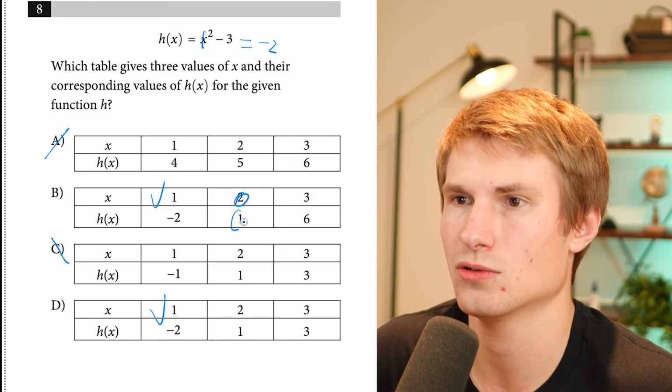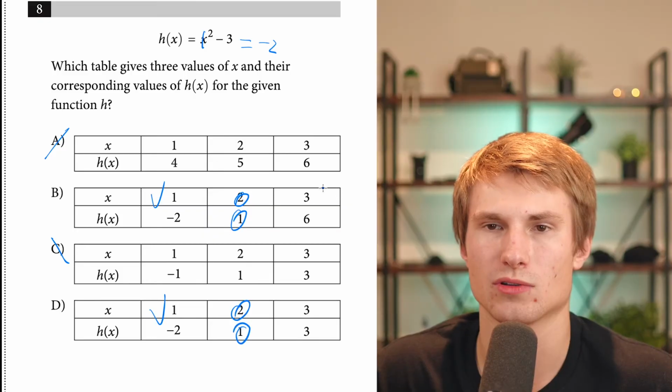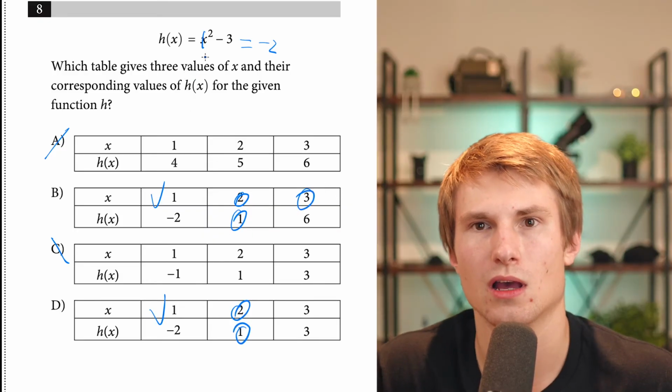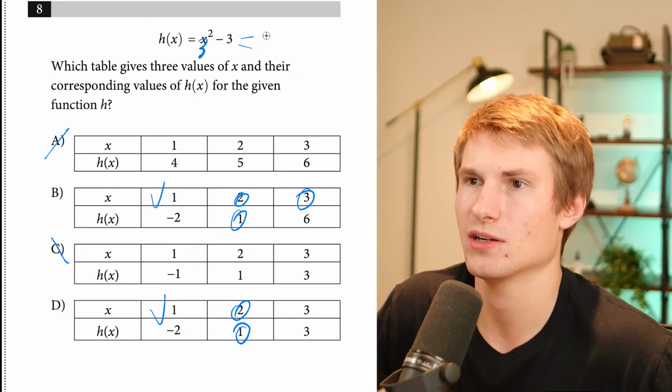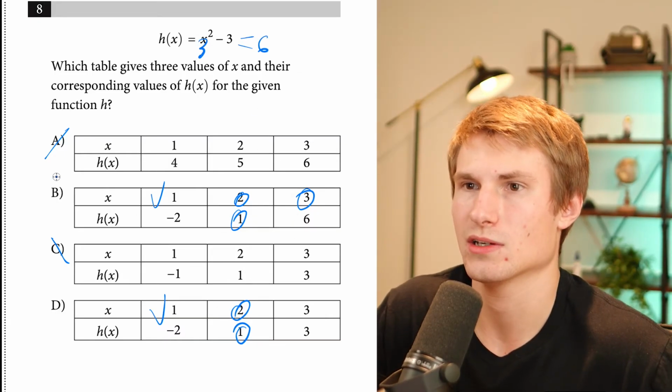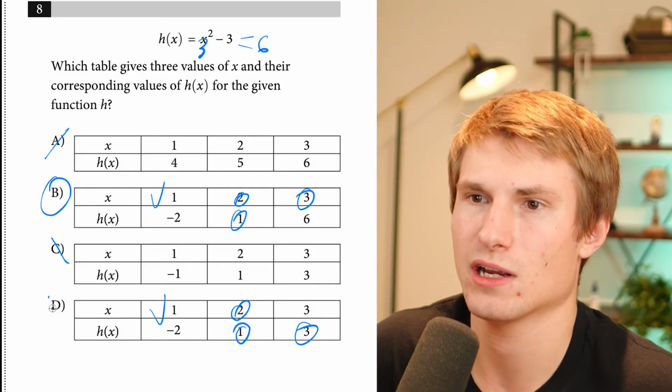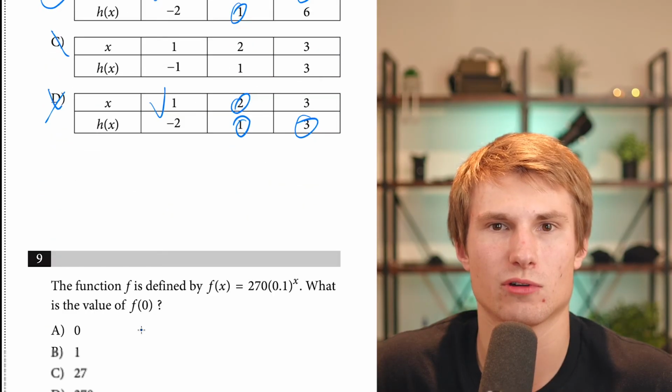Next up, we got 2 and 1 and 2 and 1. So both of those won't matter. We can check on 3. If we put in 3 squared minus 3, 3 squared is going to give us 9. 9 minus 3 is going to give us 6. So our answer there would be B. If we look at D, it's got a 3 there and it's got to have a 6 there. So we can go ahead and move on now to question number 9.